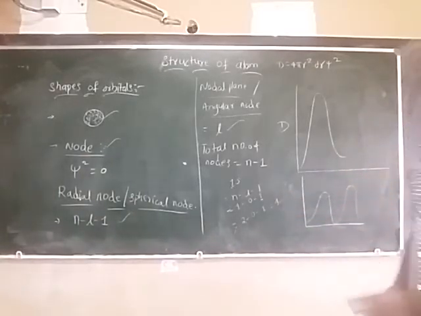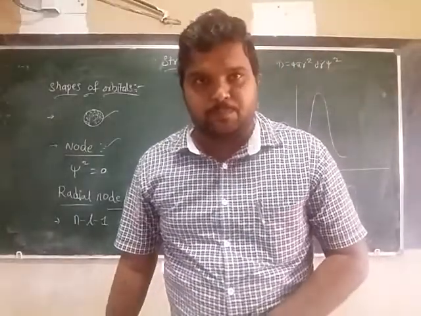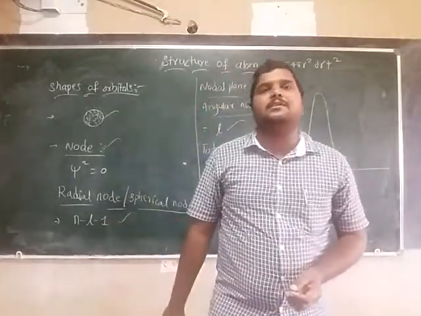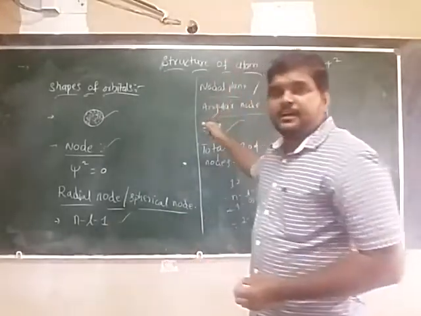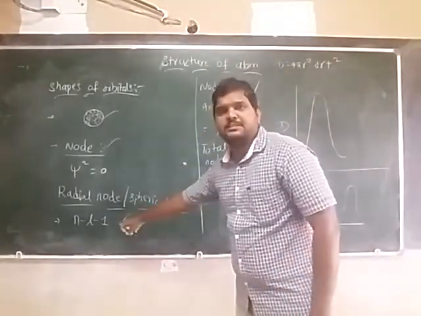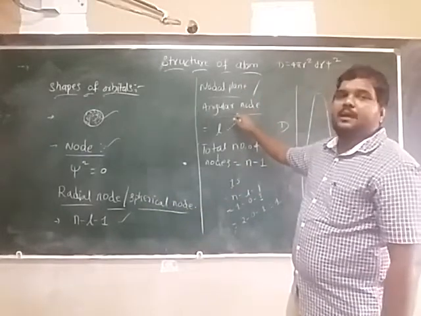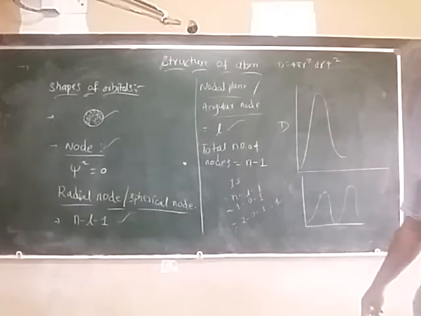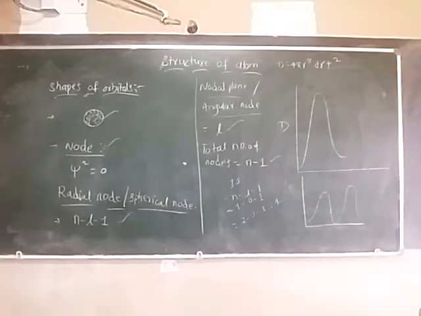So a node is where the probability of finding an electron is 0. There are two types: radial node and angular node. Radial node or spherical node is n minus l minus 1. Nodal plane or angular node is equal to l. The total number of nodes is equal to n minus 1. This is about the nodes.